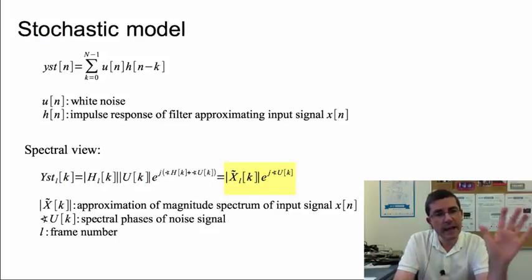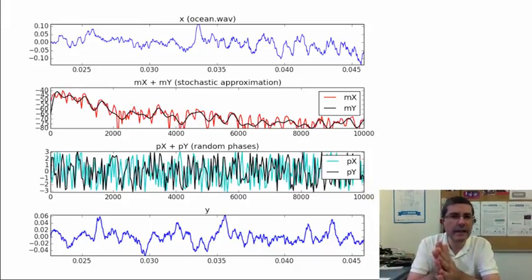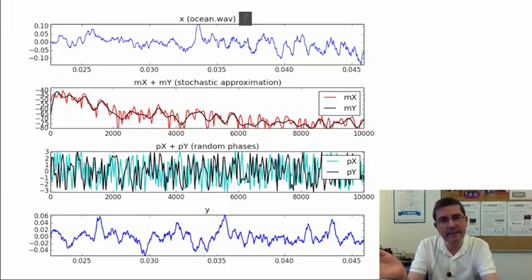So we take an approximation of the magnitude spectrum of our signal, and we take random phases for modeling the phase spectrum. So this is an example. If we start from a fragment of a sound, for example, of an ocean sound, let's listen to that.